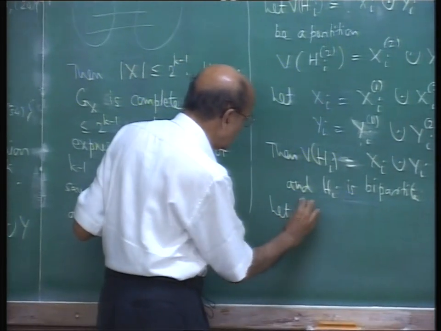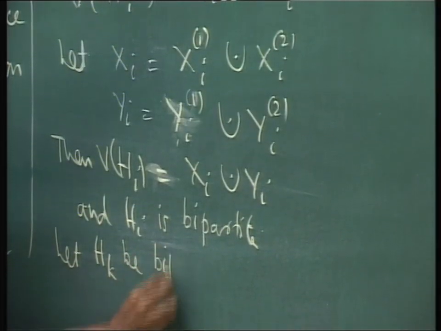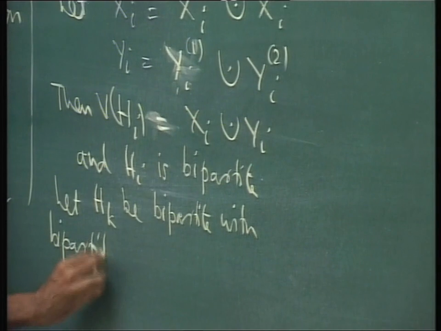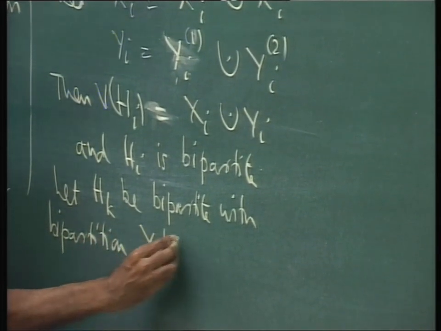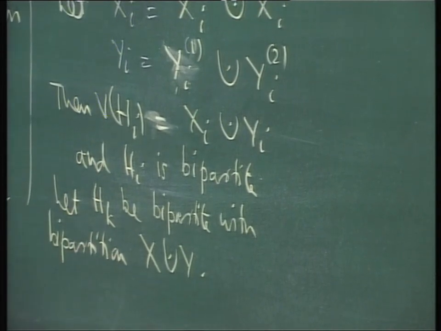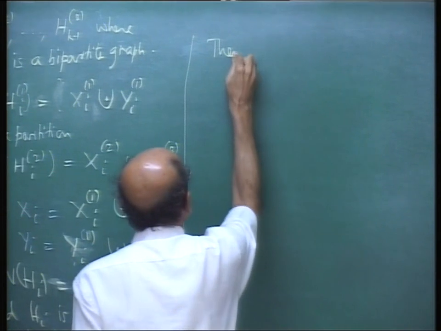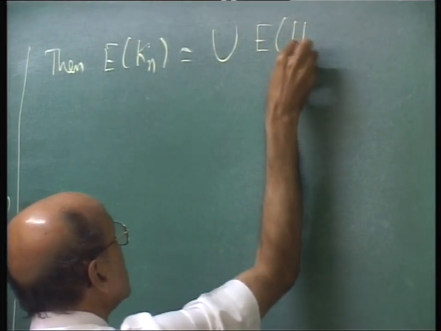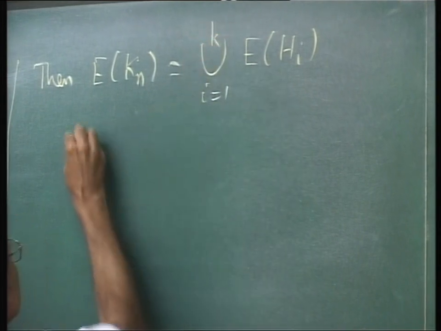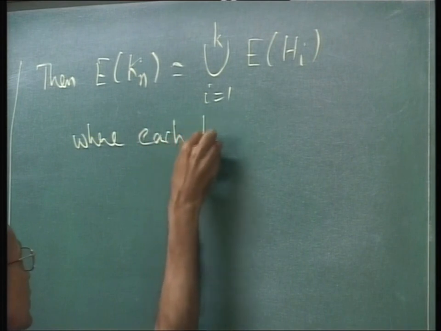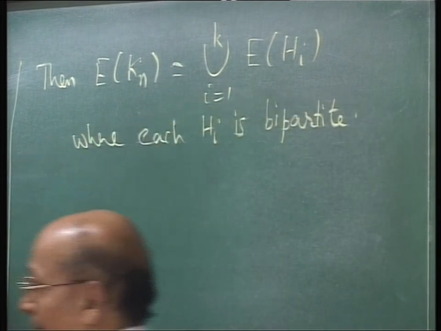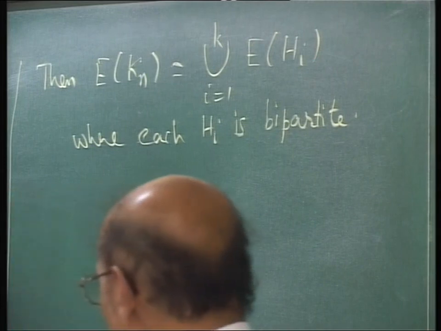Finally, let hk be bipartite with bipartition, then H set of Kn where each Hi is bipartite. So that's for one part of this whole thing.